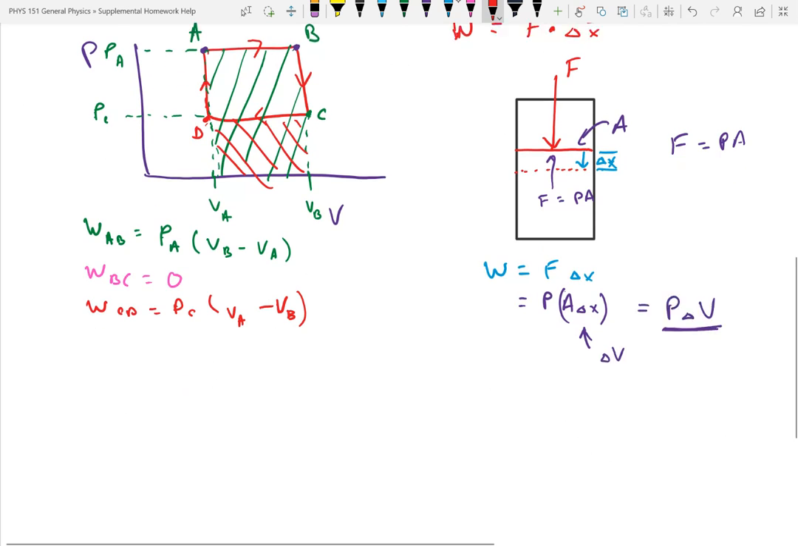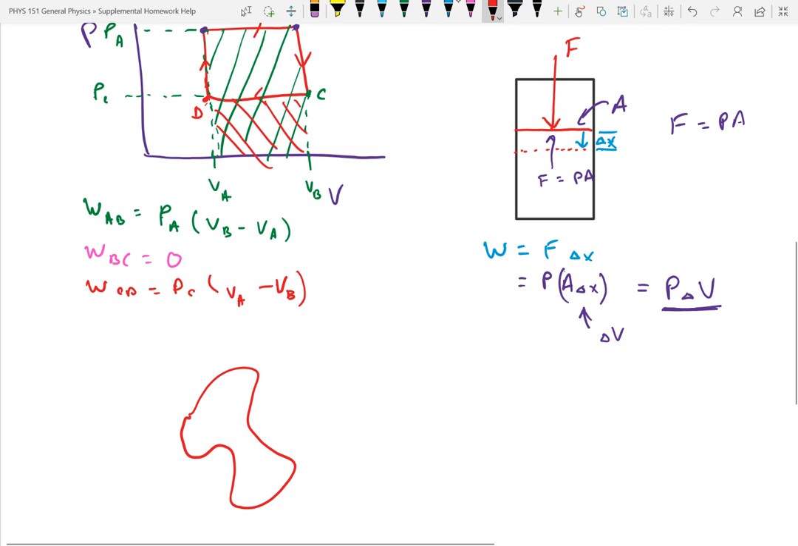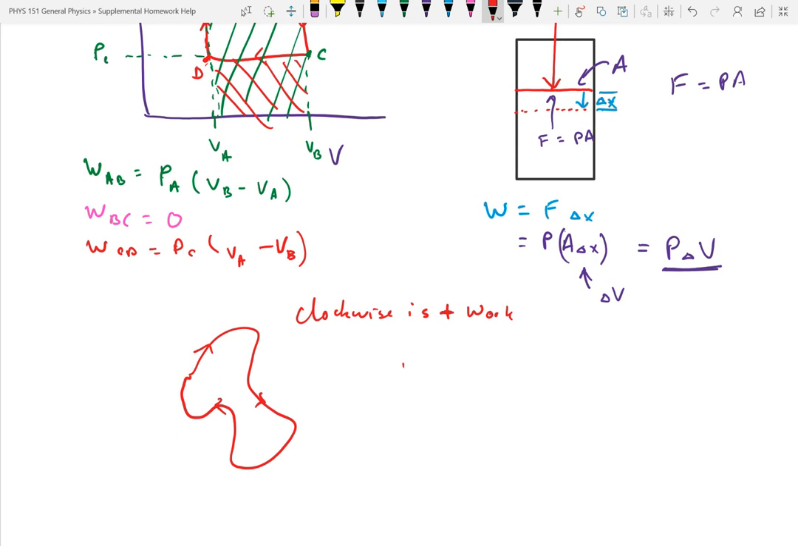No matter what shape the cycle is, your cycle could be something that goes like this. If it's clockwise, then it's going to be positive work because the top part, or the expanding part, is above the contracting part. So clockwise is positive. Let me make that plus sign a little clearer. And it's just the area contained. So when I do a complete cycle, the net work is equal to the area inside the cycle.